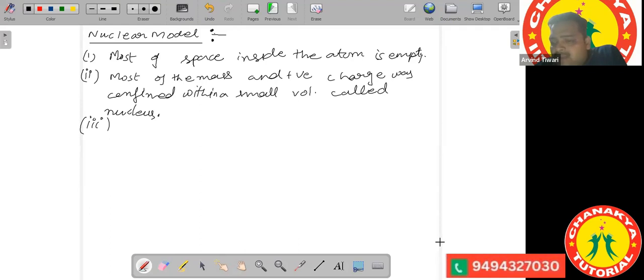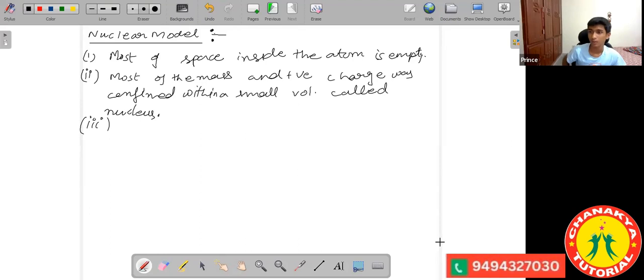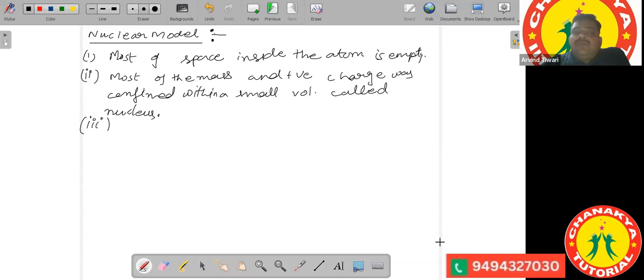Okay, let's say Prince. Yes, sir. Can you tell? The size of the nucleus is very small compared to the size of the atom. Okay, that we have concluded in the second point. The second point says the same thing: most of the mass and positive charge is confined within a small volume called the nucleus.